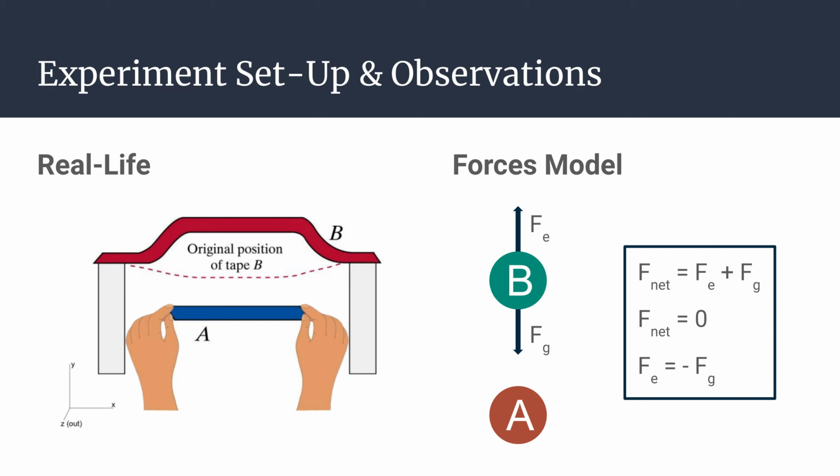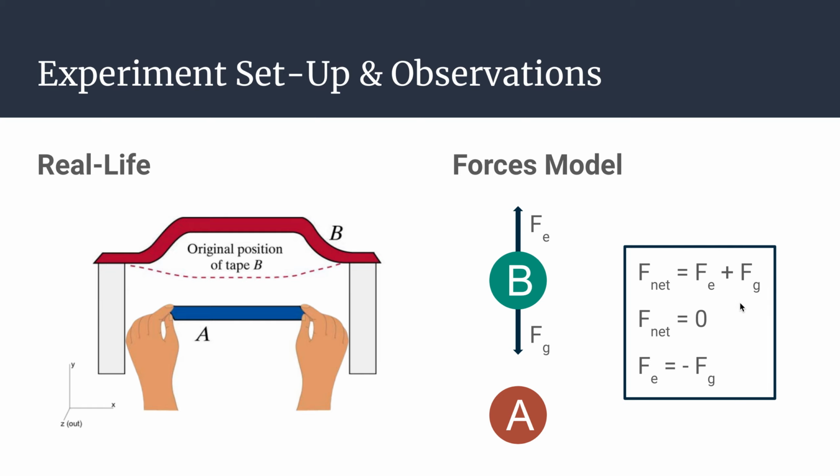So the diagram shown on the right models the forces in the y direction which act on tape B. The forces in the x and z direction cancel out. The force of gravity from the Earth exerts a force in the negative y direction, and the electrostatic force from charged tape A exerts a force in the positive y direction, which sums to 0 since tape B is not accelerating.